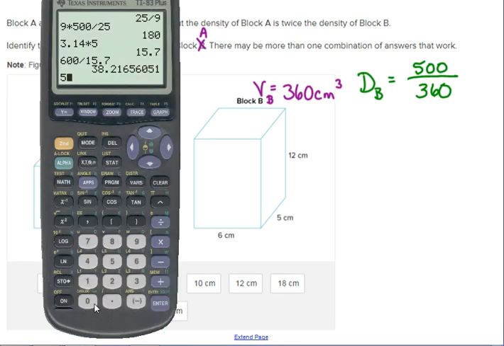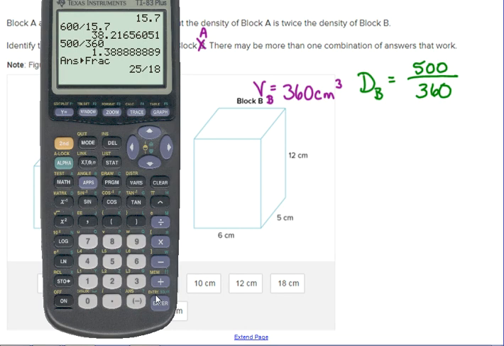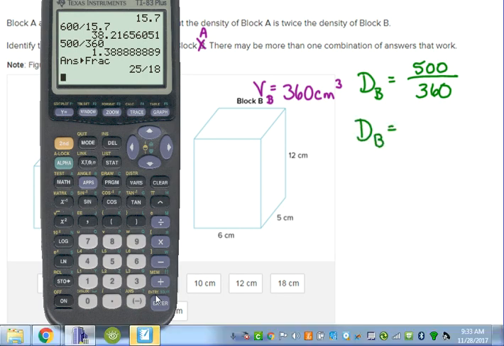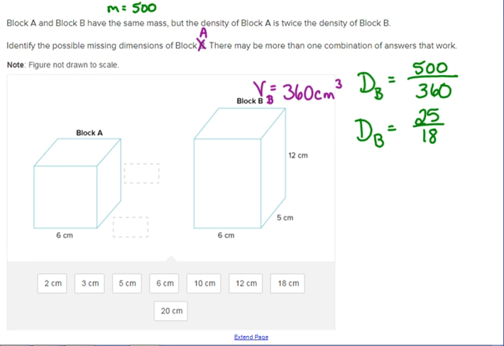Okay, so let's see if that simplifies. It does not divide evenly, and it's not a terminating decimal, so let's leave that in fraction form so we don't lose anything. Okay, the density of block B is 25 over 18. Well, what else do we know? We haven't used this piece of information right here. The density of block A is twice the density of block B. So if we multiply the density of block B by 2, we're going to end up with 25 over 9. That is equal to the density of block A.